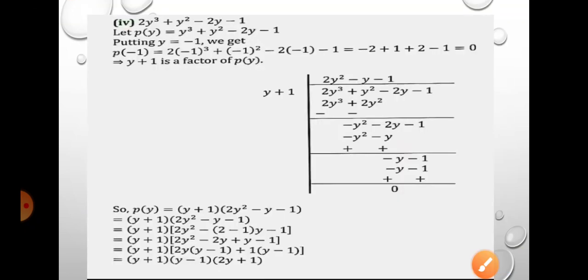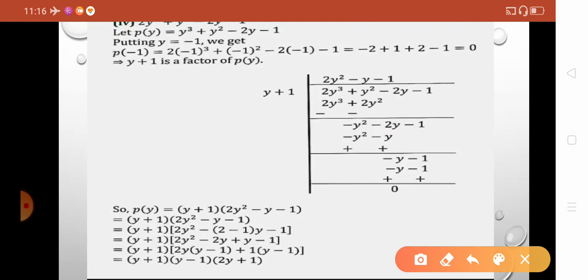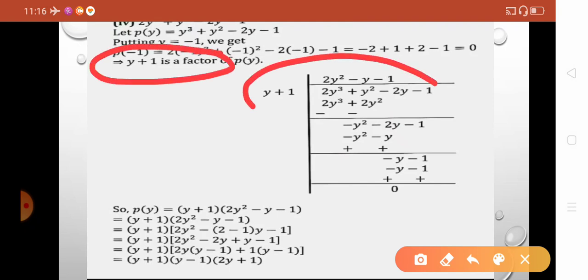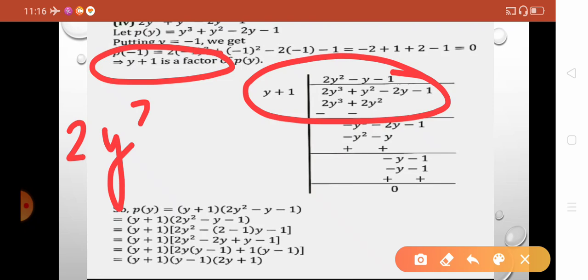Last part. We have 2y cube plus y square minus 2y minus 1. Here again also we will put different values and we will get y plus 1 is a factor. Then we will divide this polynomial by y plus 1 and we will get 2y square minus y minus 1.